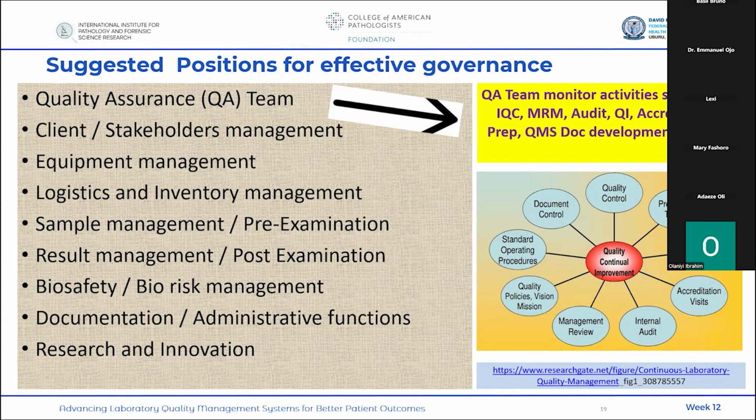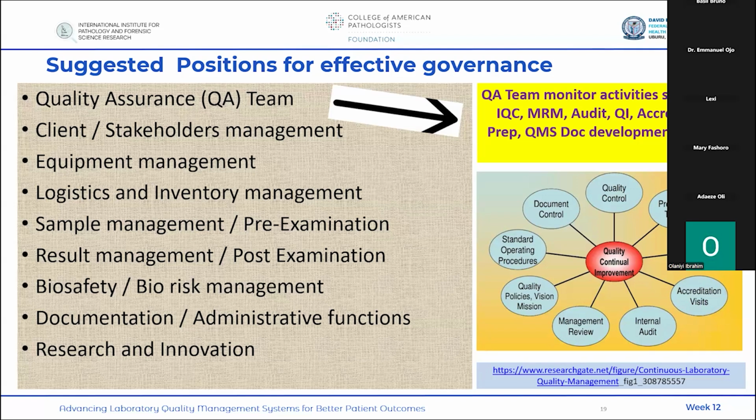We need a team also that will oversee equipment management. So when I'm saying team, this depends on the lab. It depends on the workforce that you have. So one person may actually take more than one role. But these are the key things that have to be identified.